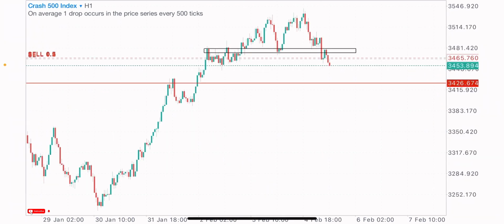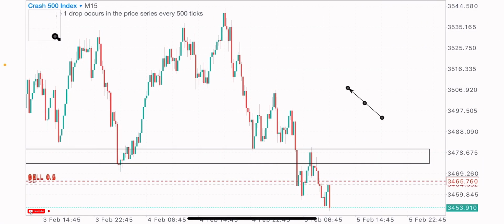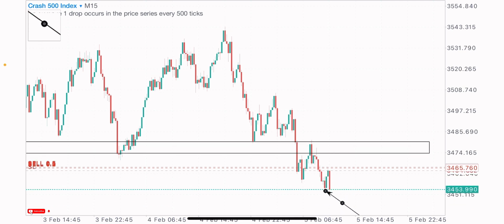My entry basically was at this point. My entry was here, right? So at this zone, we got this first sell to the downside, which I took partial profit on before this retracement to the upside. Now price is selling more to the downside. So what made me sell this index was my market analysis.